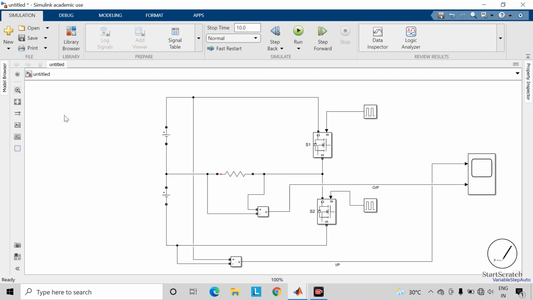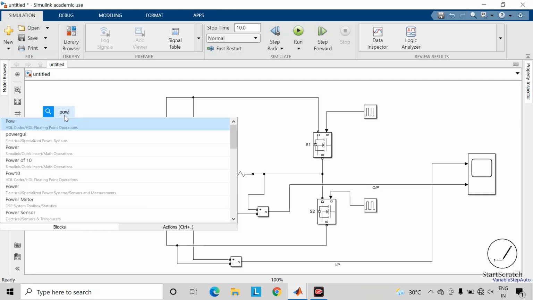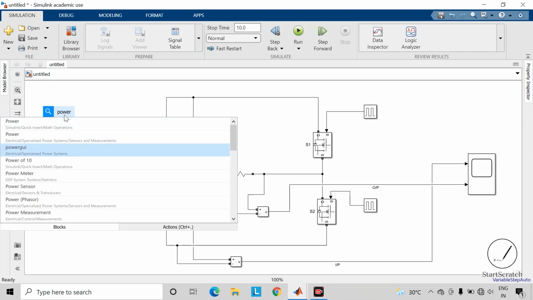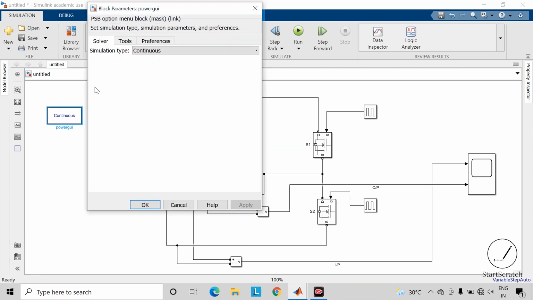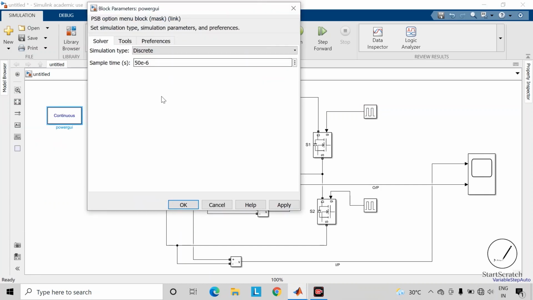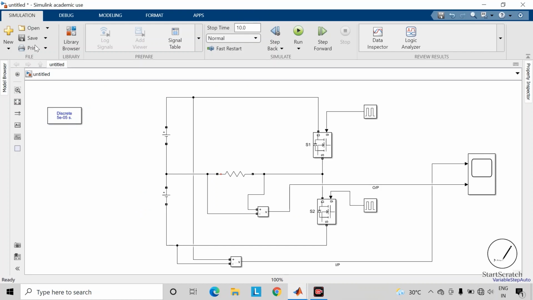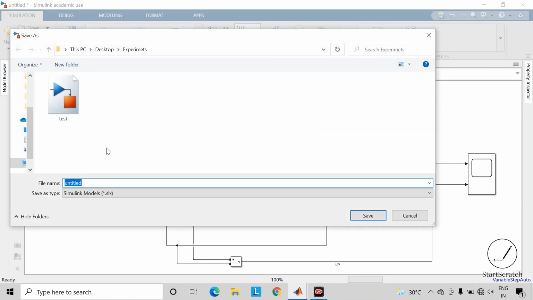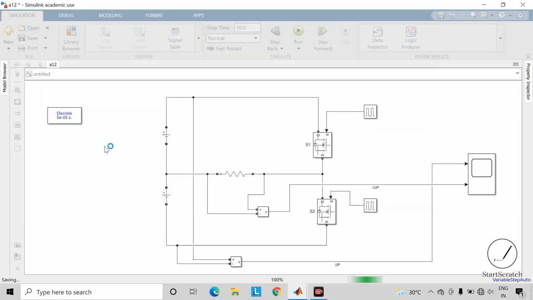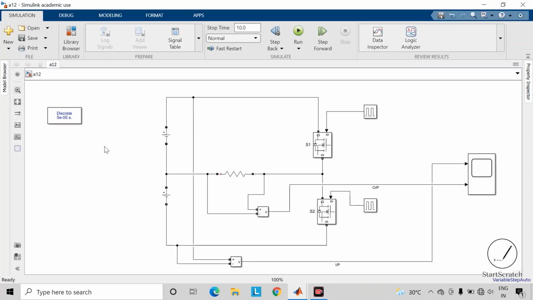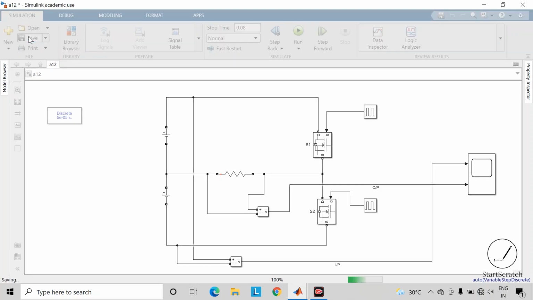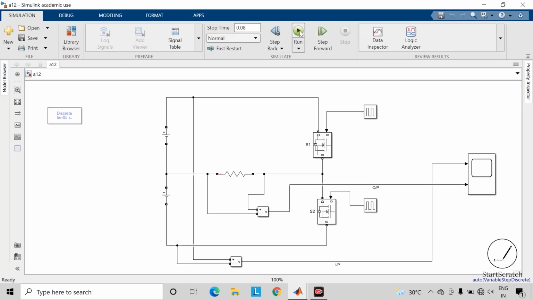Now take the powergui block, which is required for the simulation of these components, and change here the simulation type to discrete. Save the simulation. Let us consider the stop time as 0.08 seconds. So now save the changes and run the simulation.